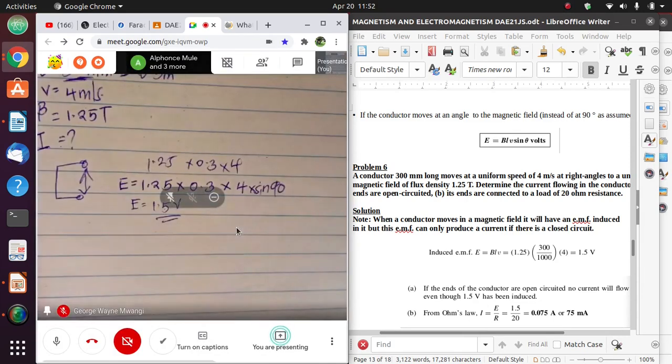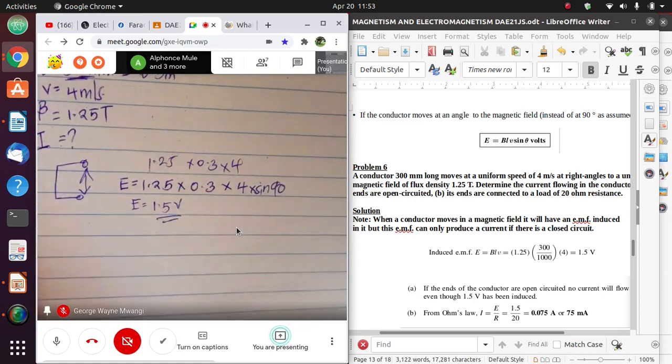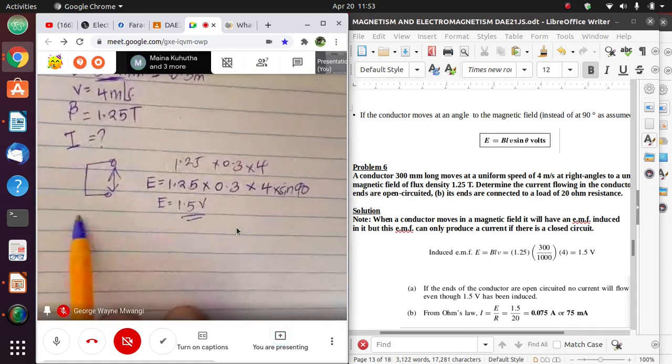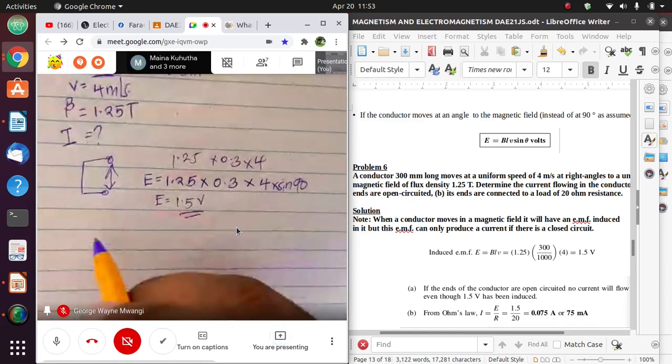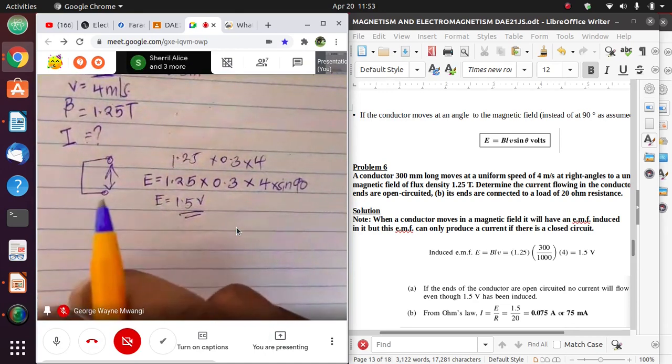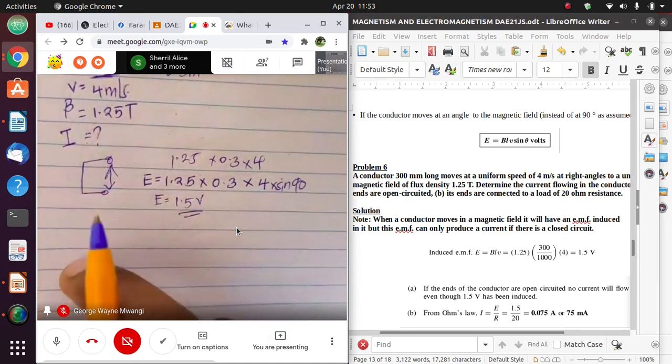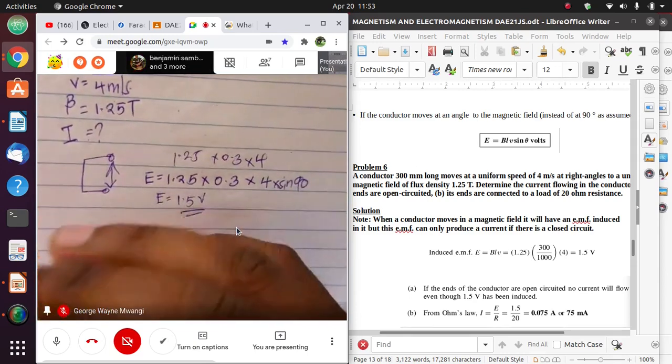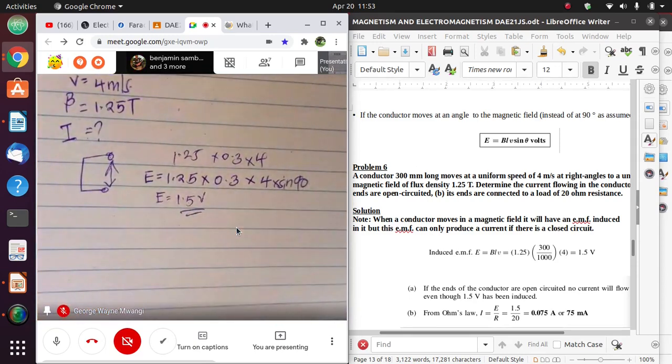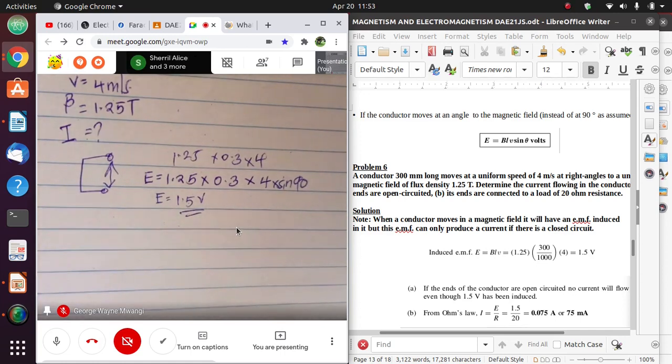Now, we have been told to find the current. Now remember, when we started this electromagnetic induction, niliwaambia that the phenomenon is that when a conductor cuts through a magnetic field, an EMF is induced. But when that conductor is closed, I mean when that circuit is closed, then current is formed. Are you together?